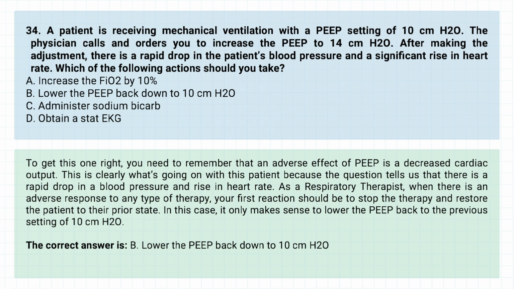To get this one right, you need to remember that an adverse effect of PEEP is a decreased cardiac output. This is clearly what's going on with this patient because the question tells us that there is a rapid drop in blood pressure and a rise in heart rate. As a respiratory therapist, when there is an adverse response to any type of therapy, your first reaction should be to stop the therapy and restore the patient to their prior state. In this case, it only makes sense to lower the PEEP back down to the previous setting of 10, so we know that the correct answer has to be B. Lower the PEEP back down to the previous setting of 10.